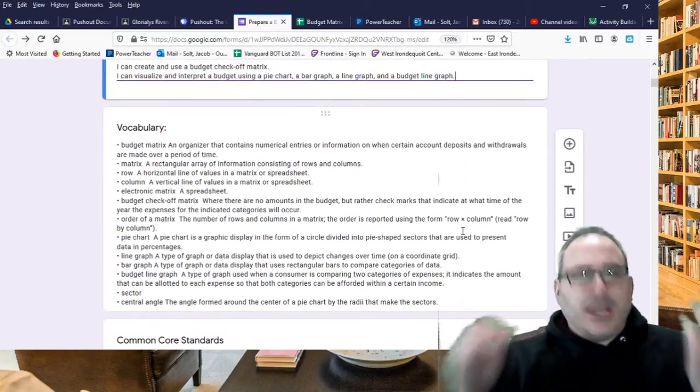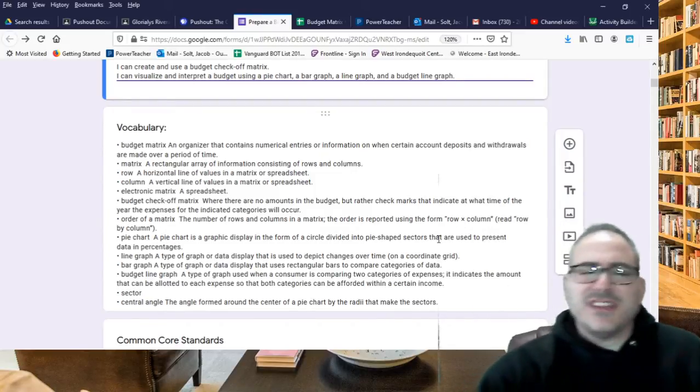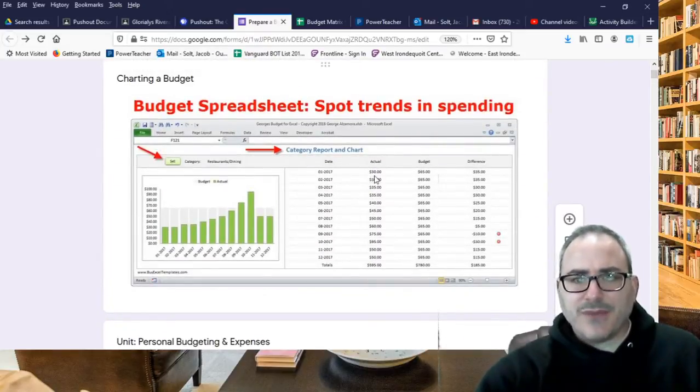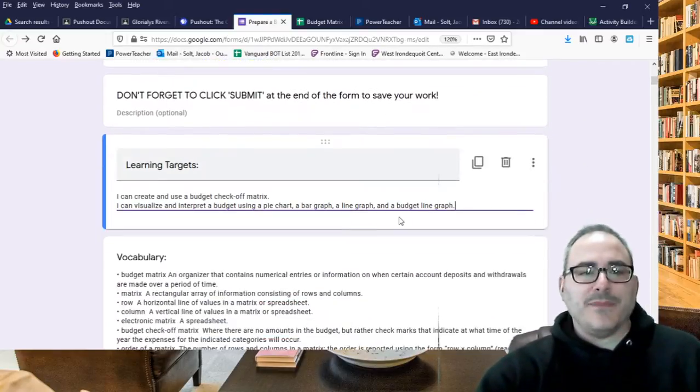What is a matrix? Well, you've actually seen a matrix. In fact, I've already shown you a picture of a matrix. You just didn't know it was called a matrix. This right here is a matrix: columns and rows. When you've got data organized in columns and rows, what you've got there is a matrix.